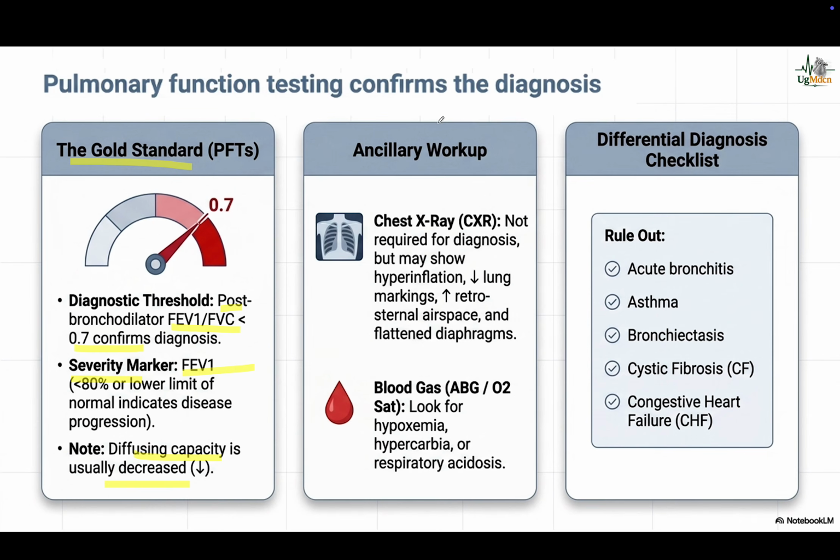Chest radiograph and blood gas are not required for diagnosis and are part of the ancillary workup. Look for hyperinflation and flattened diaphragms on CXR, and on ABG, look for hypoxemia or respiratory acidosis. Differentials to keep in mind include acute bronchitis, asthma, bronchiectasis, cystic fibrosis, and CHF.